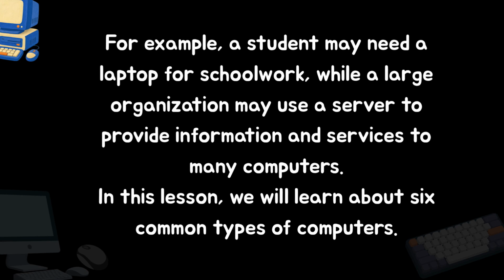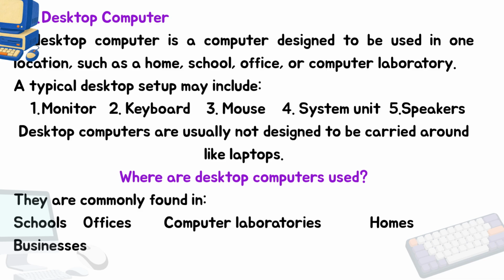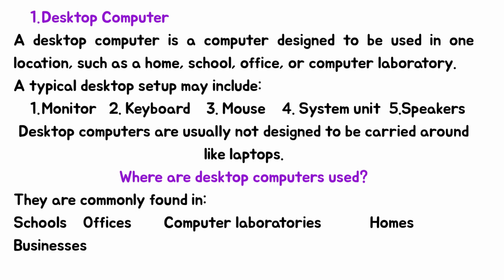In this lesson, you will learn six types of computer. The first one is the desktop. A desktop computer is a computer designed to be used in one location, such as home, school, office, or computer laboratory. Desktop computers are usually not designed to be carried around like laptops. Where are desktop computers used? They are used in schools, offices, computer laboratories, at home, and in hospitals as well.